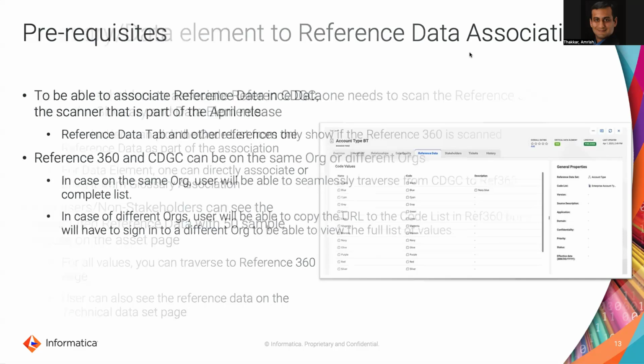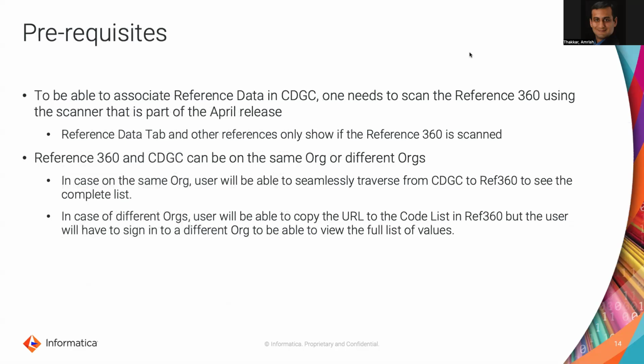Now, there are some prerequisites to this. You will be required to scan Reference 360 before you can associate a code list to the glossary or data element. Only if you can scan this, you can bring it in, and you can only bring the reference data from Ref 360, and the tab will only appear if you have scanned Reference 360.